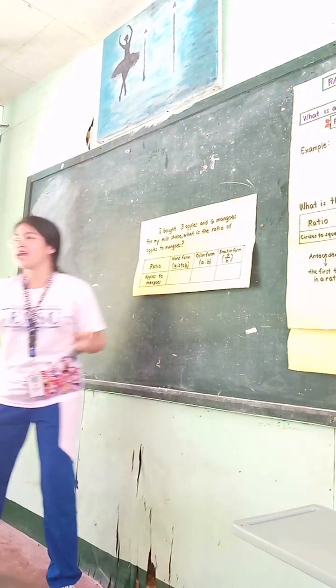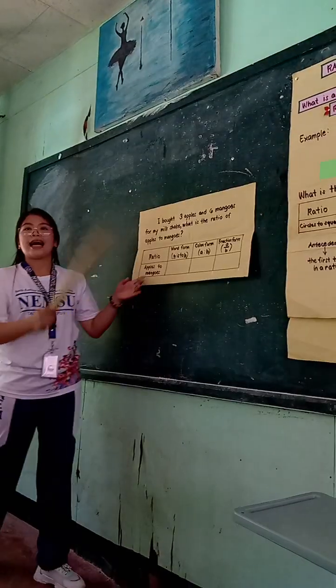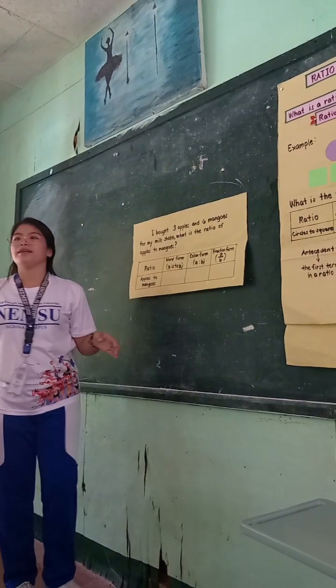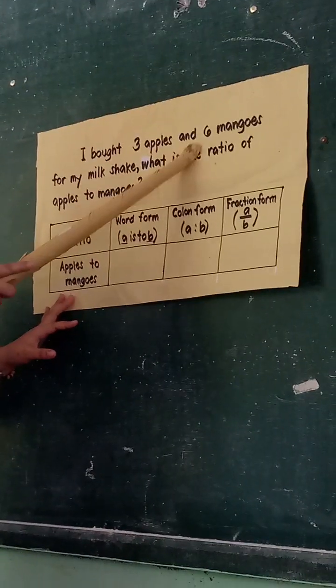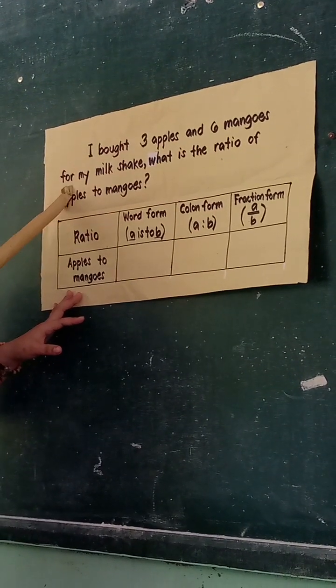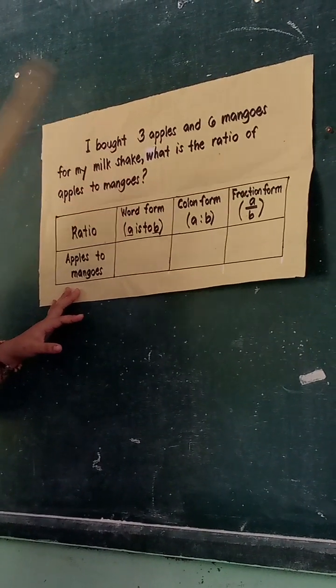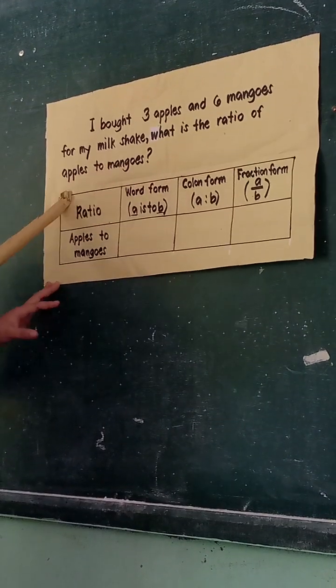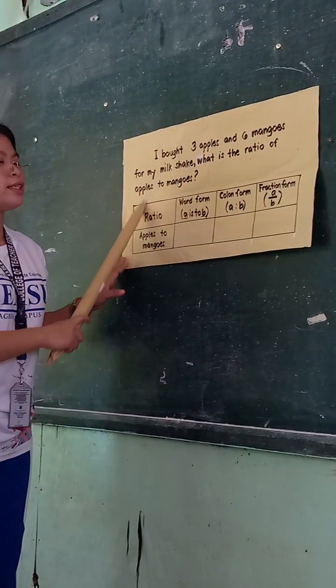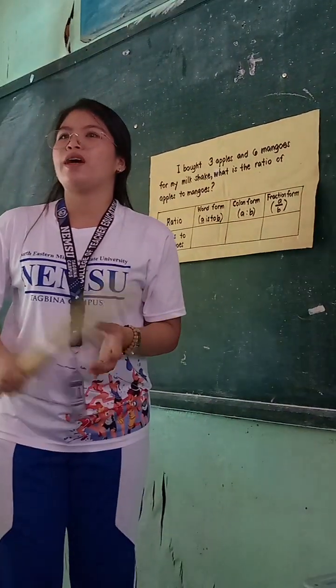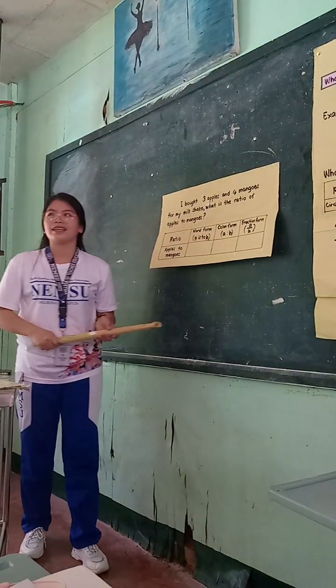I have here an example. Everyone please read. I bought 3 apples and 6 mangoes for my milkshake. What is the ratio of apples to mangoes? So this is the problem. Anyone of the class who wants to answer here in front?